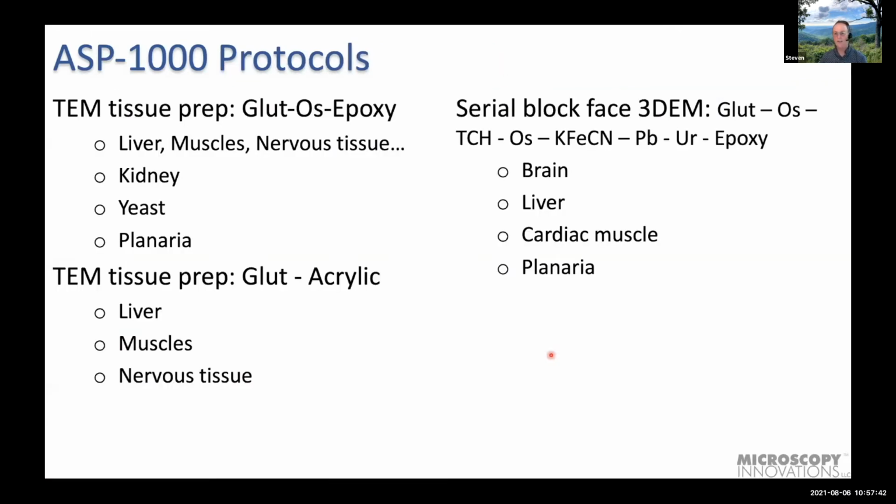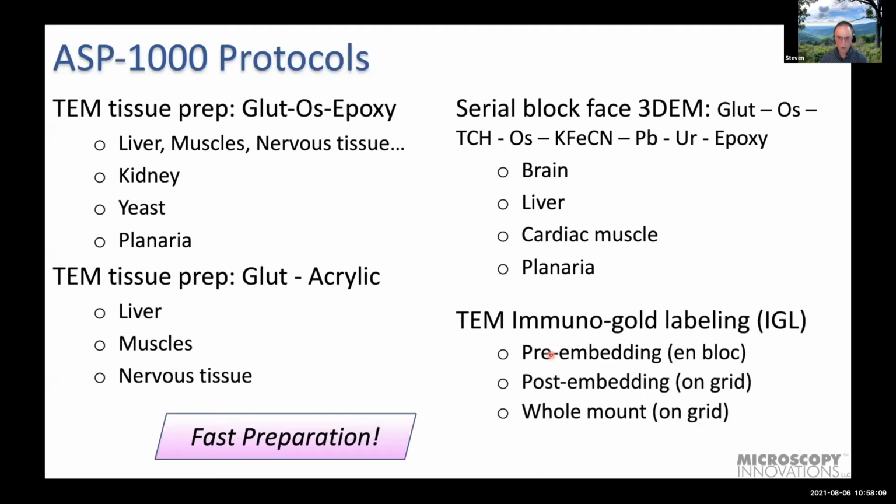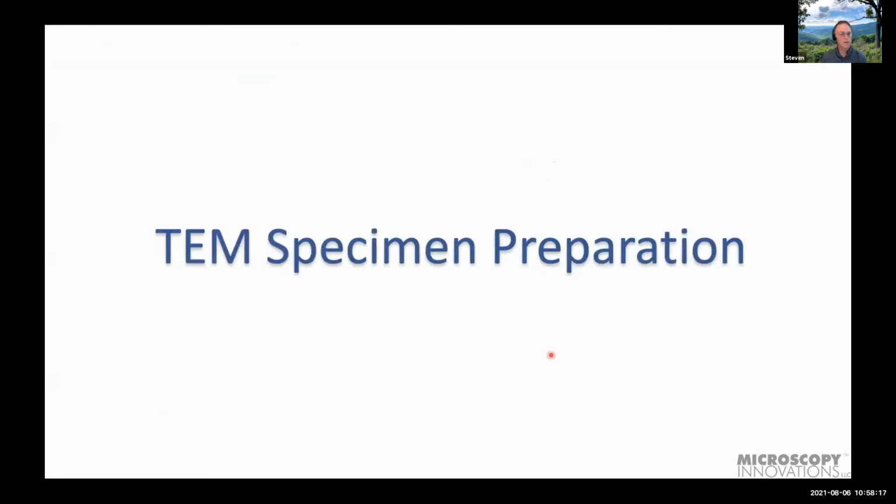In the 6 years since the ASP 1000 introduction, many protocols have been developed by ASP users and by us working with many users, and I'll survey these in the next several slides. These 3D EM and TEM preparation protocols also can provide extremely fast tissue preparation by using very gentle but continuous reagent mixing to accelerate the diffusion of processing reagents into the tissues. And of course, also implementing automated immunogold preparation. This is typically done more slowly.